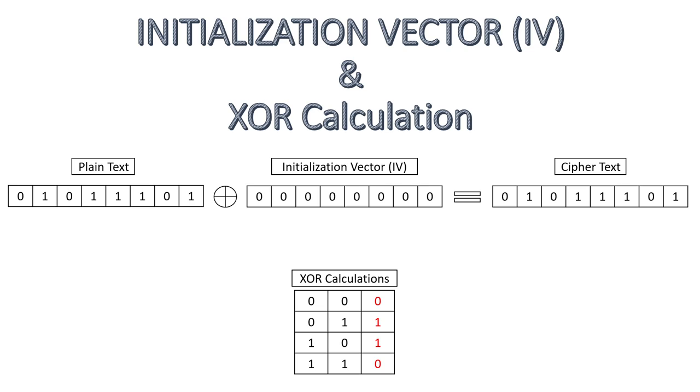First, we are given the bits of the plaintext and the initialization vector as well. Now, the first bit of the plaintext is 0, and the first bit of the IV is also 0. 0 XOR 0 gives us the result 0, which is then entered into ciphertext 1. Next, we have 1 in the plaintext and 0 in the IV. 1 XOR 0 gives us 1. And the process is repeated until the end of the plaintext.